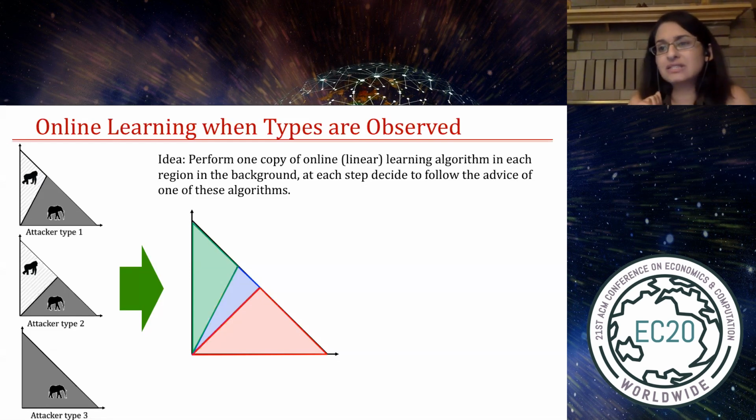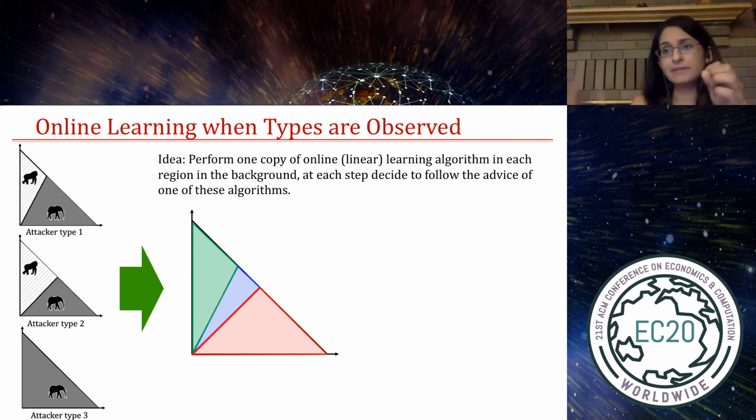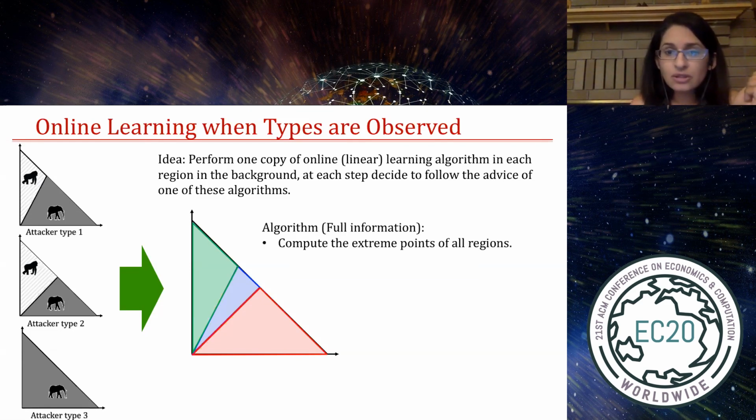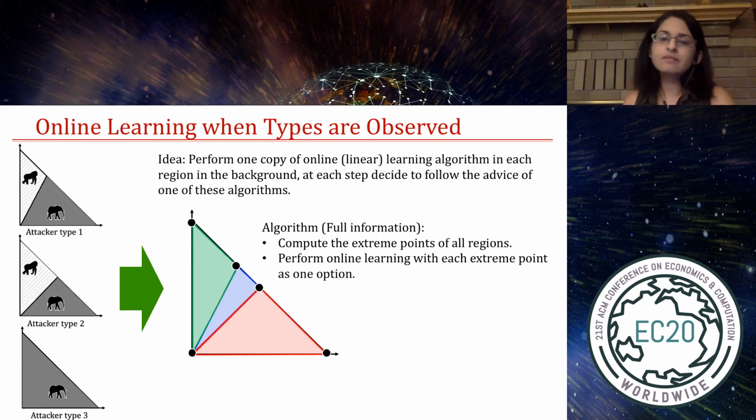Remember that our utilities are linear in each of these regions. So if I just committed to what the best response is going to look like, my optimal strategy would be one of the corners, because linear functions are optimized at extreme points only. So let me just compute all of these extreme points, since I know the offline optimal is going to be one of these. So why don't I just commit to these and only ever try one of these extreme points? Now I'm going to perform online learning with these extreme points as the options that I have. So every day I have to decide which of these probability vectors I'm actually going to play.